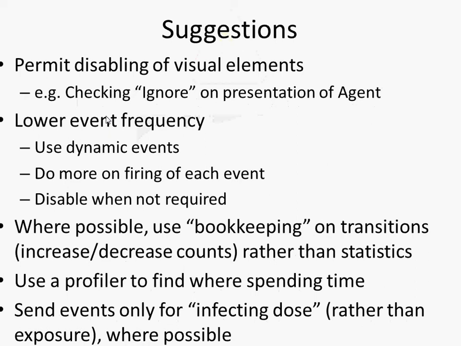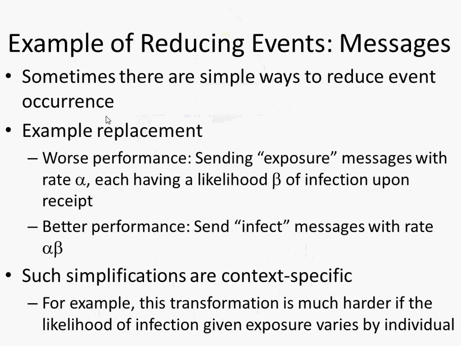There are a couple of ways of dealing with this. One is to lower the event frequency. You can do more on the firing of each event, and use dynamic events, which are only used once and then discarded. You can disable the events when they're not required rather than having them firing. And you can do bookkeeping on transitions rather than statistics. That's kind of all over the map. Let's talk about reducing events, this issue of lowering event frequency.